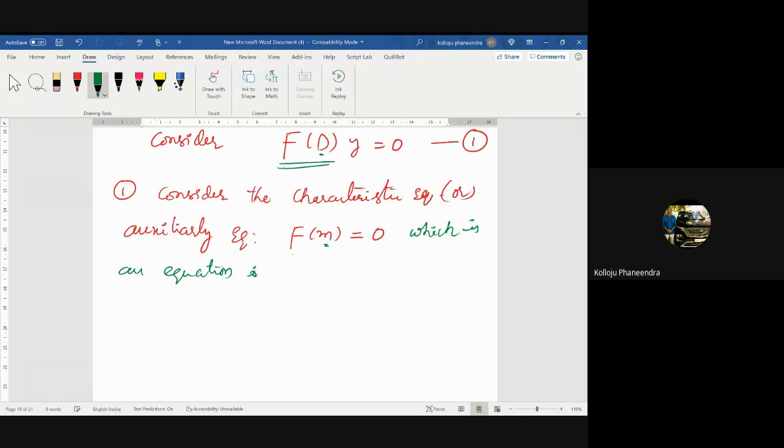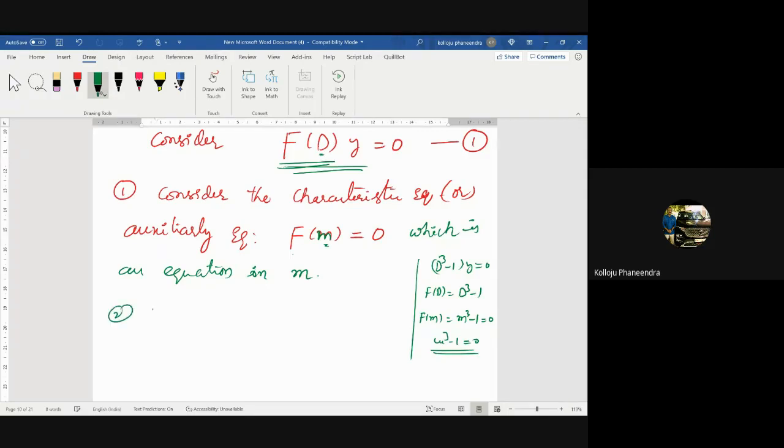If this is an nth order differential equation, then this is an nth degree equation. Just for your clarification, for example, D cube minus 1 into y equal to 0. What is F of D here? D cube minus 1. Then F of m becomes m cube minus 1. F of m equal to 0 means m cube minus 1 equal to 0, a cubic equation. Find the roots.